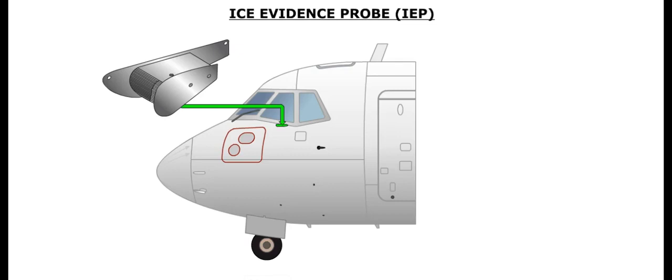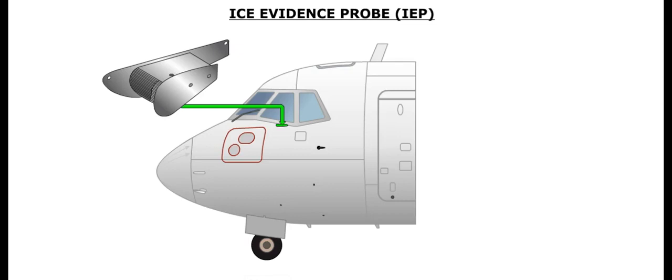An icing evidence probe is located outside, and below the captain's left side window. This probe is visible to both pilots, and provides a visual indication of ice accretion. The probe is shaped like an airfoil, and incorporates span-wise ridges to increase its ice accretion efficiency. This probe is not heated.